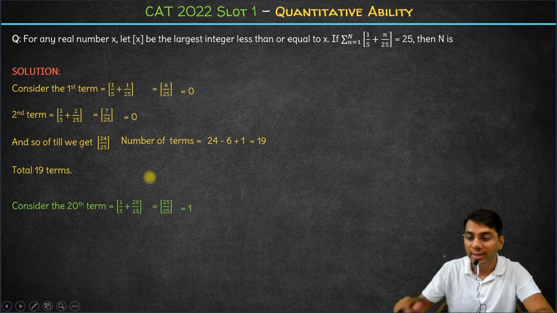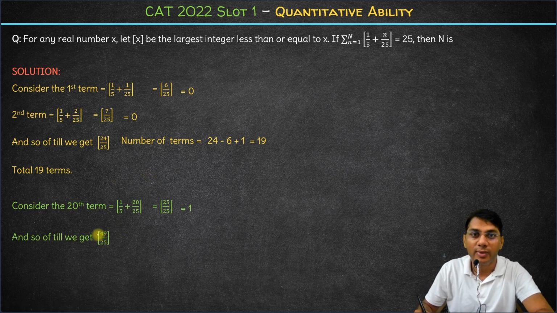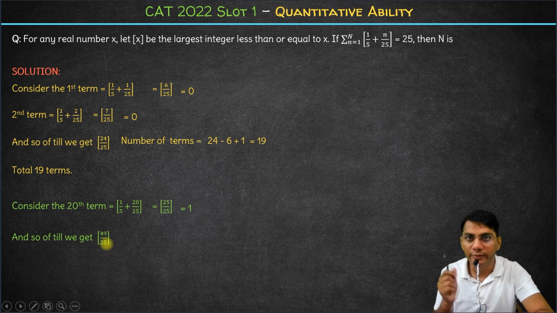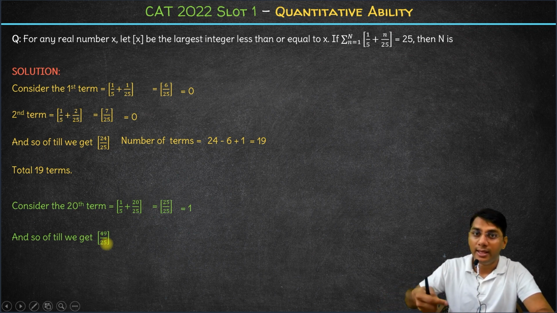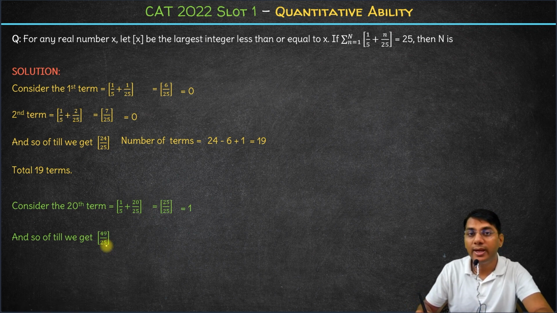This will go on till you get 49 by 25. Right? From 25 by 25 till you'll have 49 by 25. 49 by 25 will be slightly less than 2. It will not be equal to 2. It will be 1.9 something, somewhere around that. So even the square bracket of 1.9 something will also be 1. If you take the next term, which is going to be 50 by 25, now 50 by 25 is 2, and the square bracket of 2 will be 2.